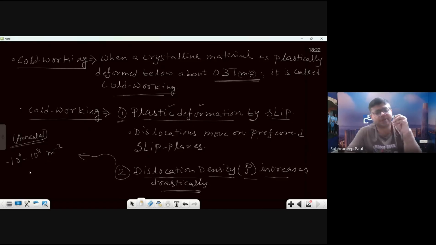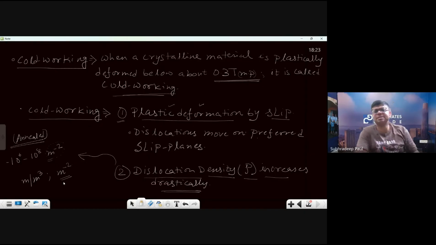Here I need to tell you one thing. Just look at the unit. What is the unit that we are using? If I am talking about dislocation density, you can encounter two kinds of units. One is meter per meter cube. Another is sometimes they simply write per meter square.